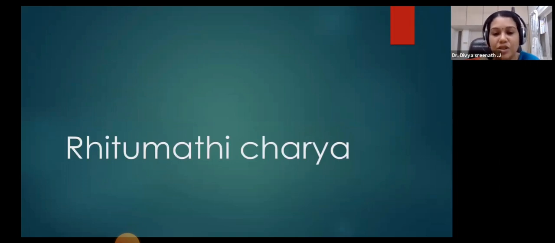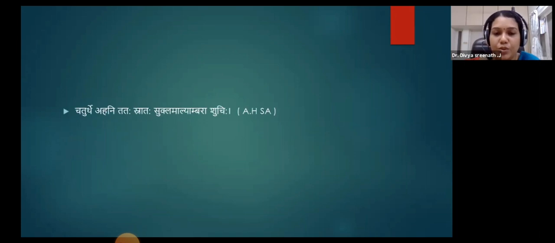Another one is Rudumati Charya. What are the things that a lady has to do after her Rajasrava Kalam, after her menstruation? Chaturthya, because in Ashtanga Hridaya 3 days is mentioned as a normal menstrual period. So on the fourth day, she has to take a bath. Previously, bath was contraindicated during menstruation. So after 4 days, she has to take a bath. She can now wear a shukla vasam. She can wear a white dress, and she is considered to be pure. Like that, it is mentioned.